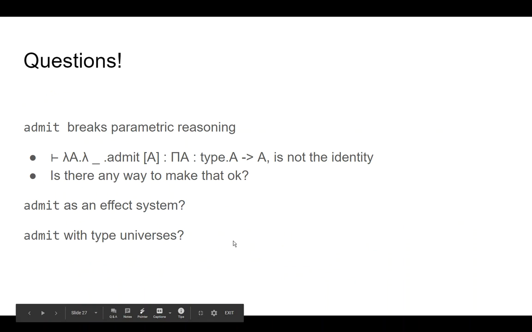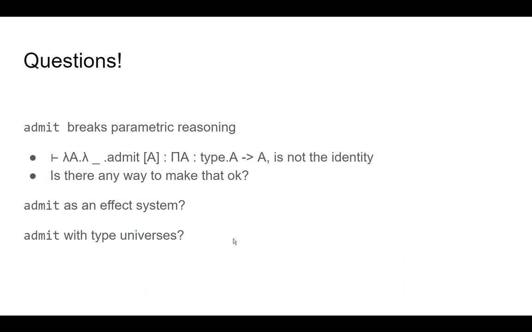So I'm going to switch things around a little bit because of the weird format, and I'm going to ask the audience questions here. One of the things that really makes me nervous about doing this is that we break basically all of the normal parametric reasoning you would get. So for instance, for all A, A arrow A is not the identity here.